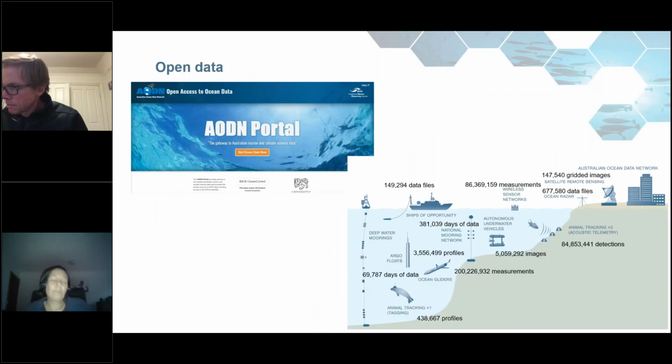So IMOS got established in around 2006, 2007. And so we've been collecting observations since then, and the time series are building up, and we're collecting more and more data. So more and more data is being put out, and it's available in the portal, so you can go there and have access to it. So it's a very good wealth of information that we have around Australian oceans.